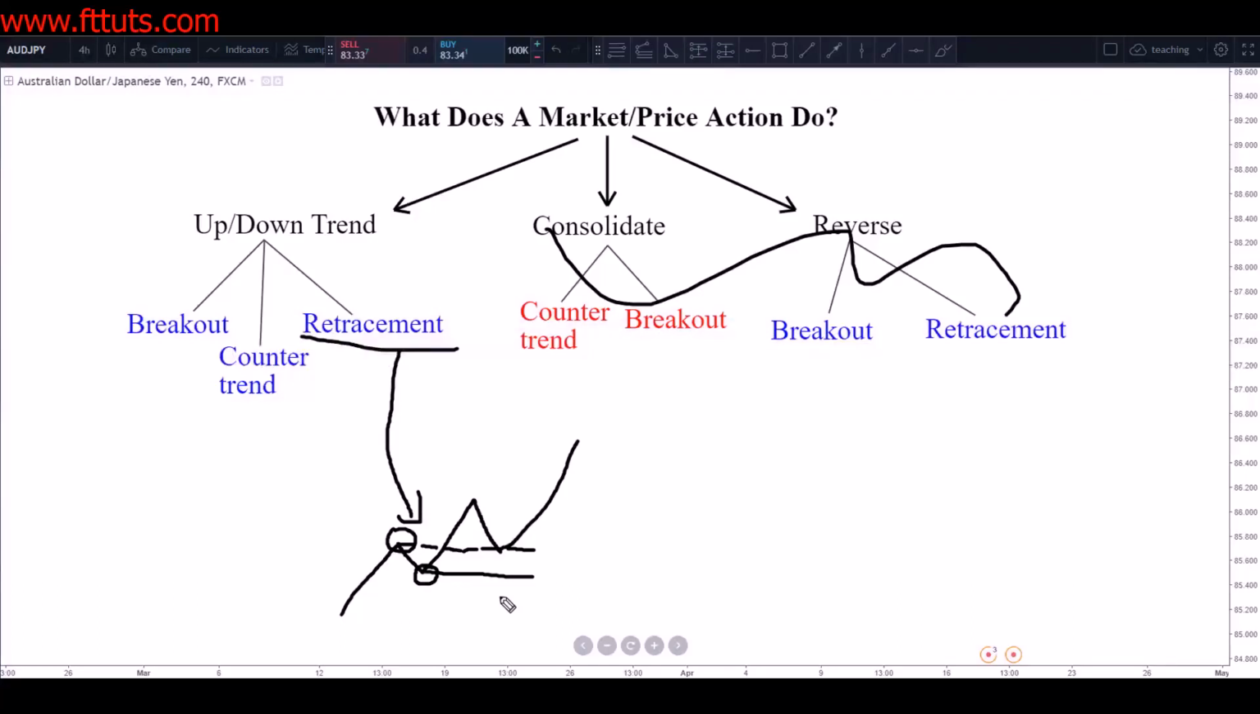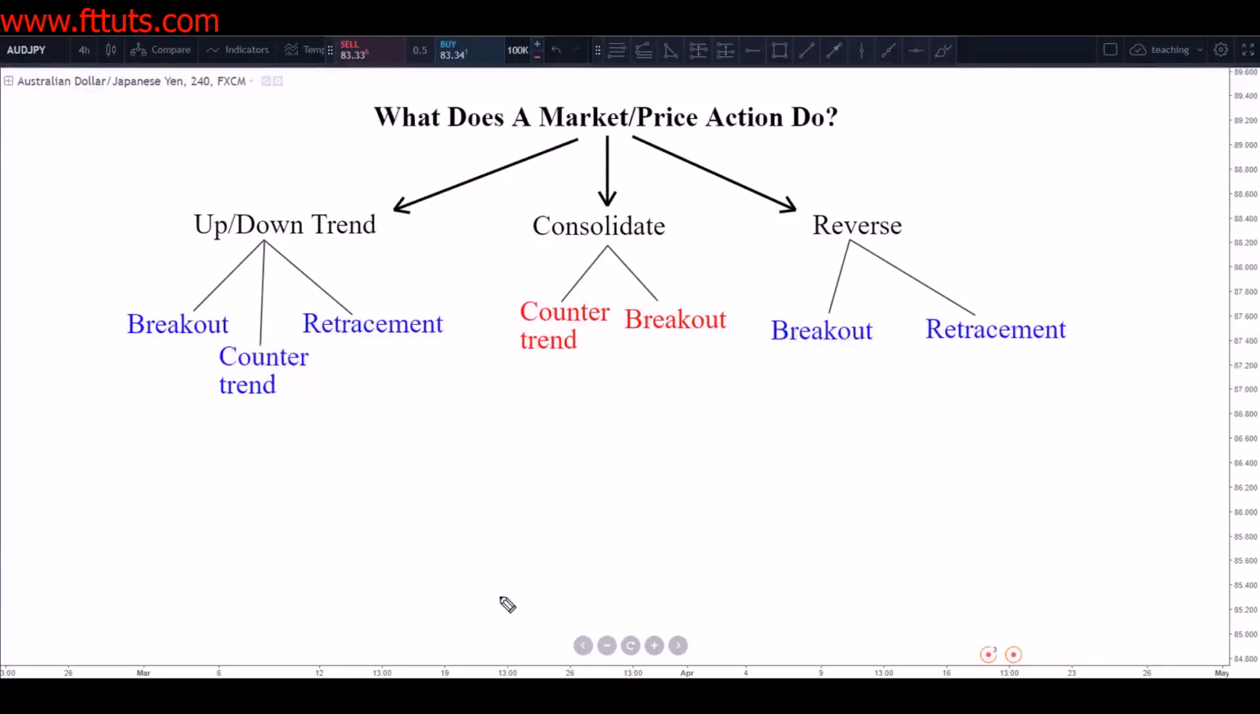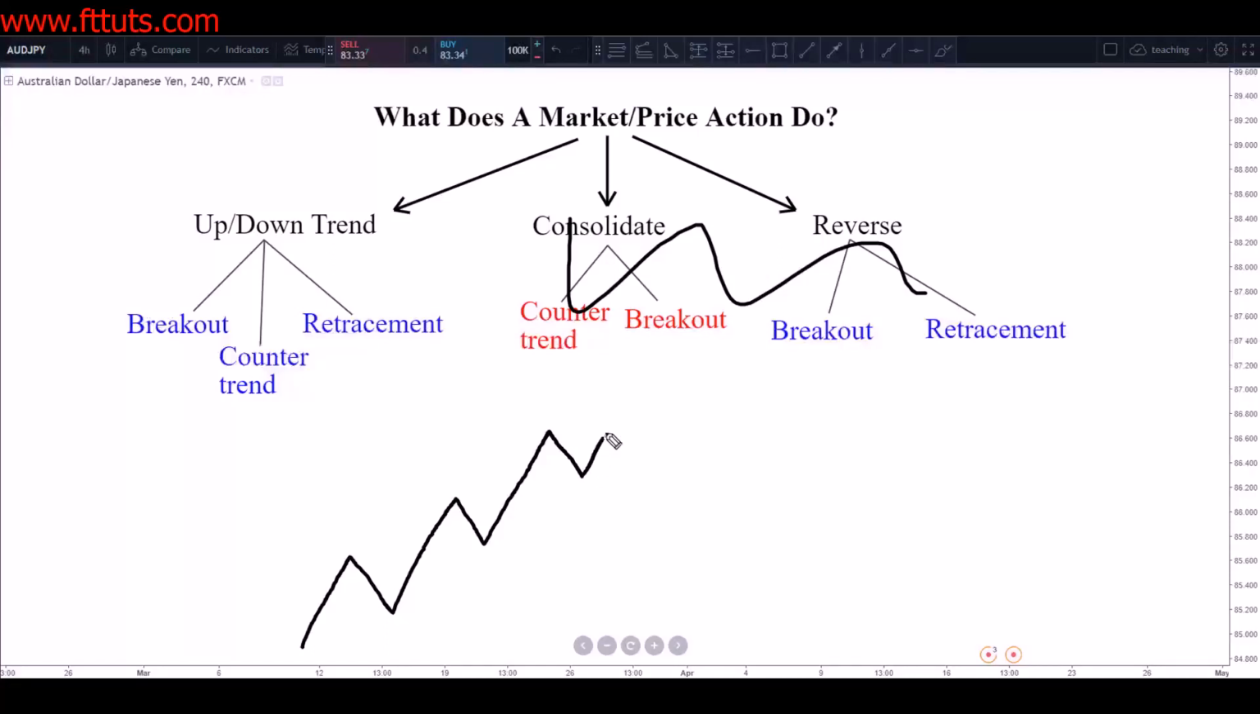And one other way we can trade based on trending markets is a counter trend trade. So how would we trade a counter trend trade? Let's say we have a market doing something like this. We're in this uptrend. We're still considered in the uptrend, but we take this double top trade right here. That would be an example of a counter trend trade.